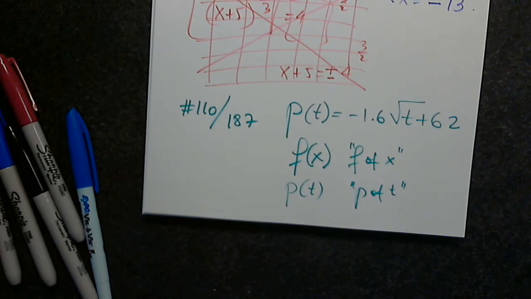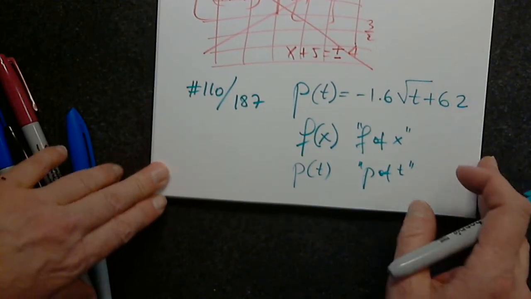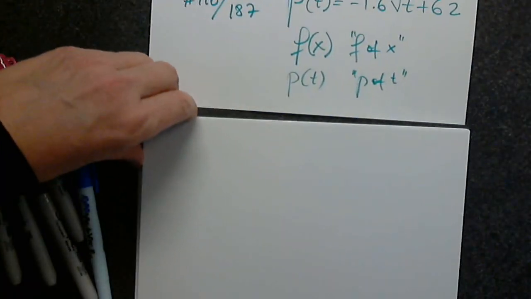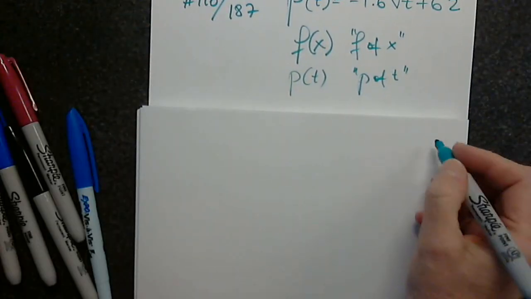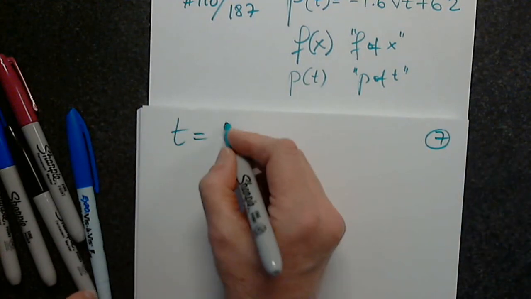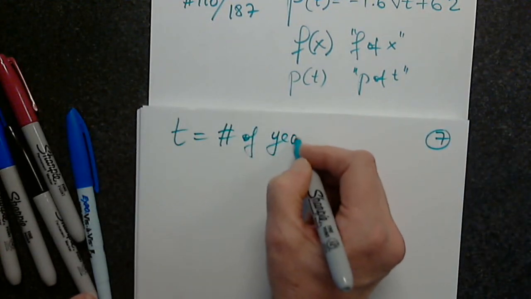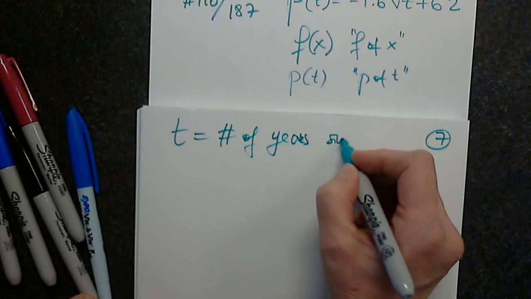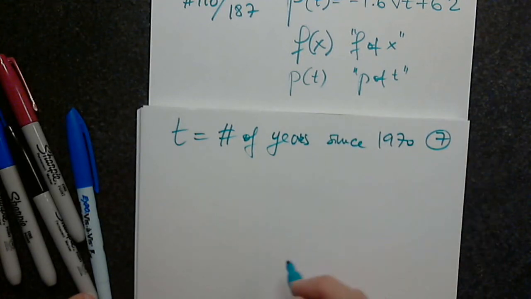So we are told that t is the number of years since 1970. What does that mean? t equals the number of years since 1970. How much is t for 1970?